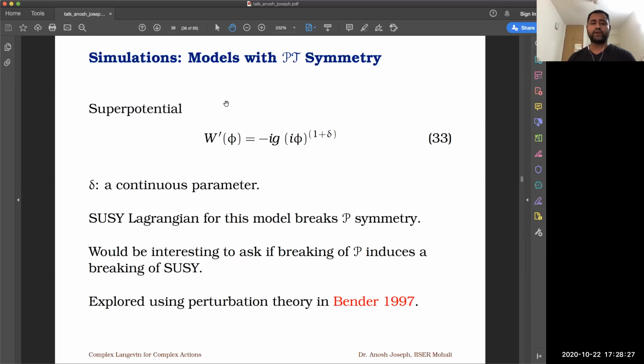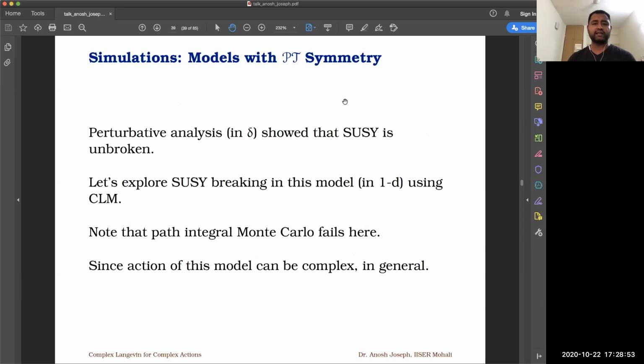The PT symmetric superpotential has this form, and it was explored in this paper by Bender. Here delta is a continuous parameter and g is the coupling. So let's use this as a superpotential and check whether SUSY is broken or preserved. Bender did the analysis using a perturbative expansion in delta. He took small delta, and the analysis showed that SUSY is unbroken in these models. So SUSY is preserved.